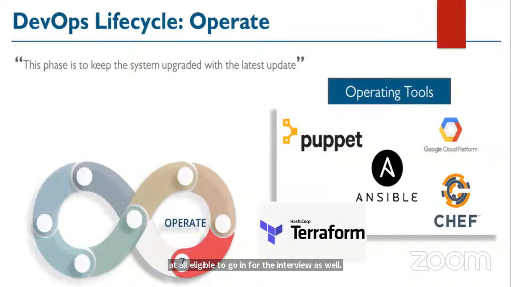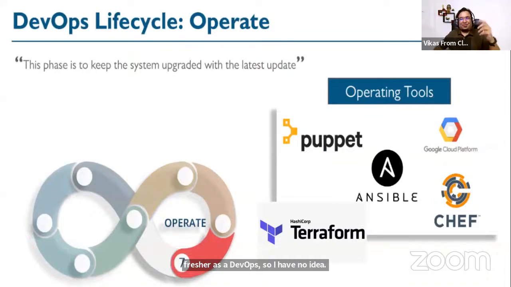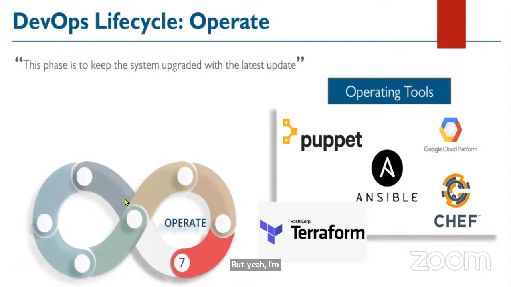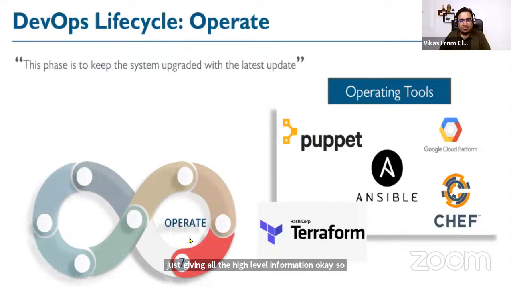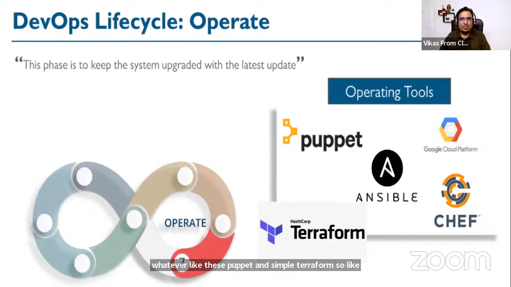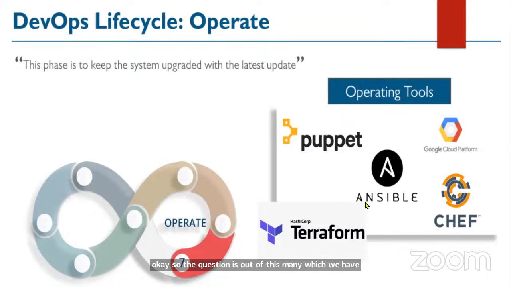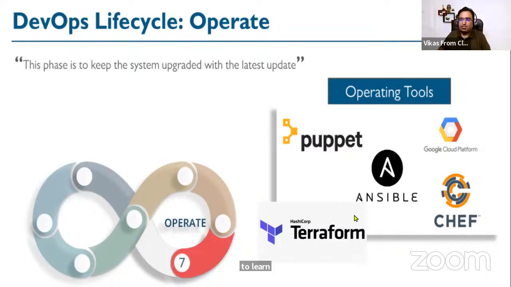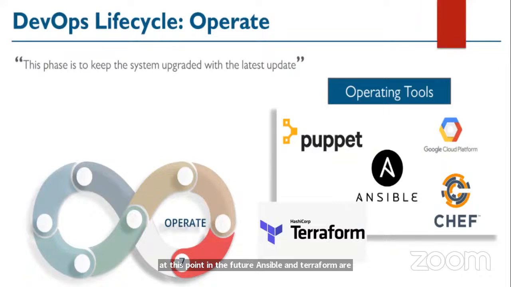Fresher as a DevOps, so I have no idea. It's okay, no problem. After some time. But yeah, I'm just giving all the high level operation. So whatever like Puppet, Ansible, Terraform, like in previous screens, whatever tools you have shown, those are for the same purpose. Different companies, all same purpose, but some are very advanced, some are outdated kind of thing. So the question is, out of this many, which we have to learn at this point? At this point, in the future, Ansible and Terraform are the primary tools getting used for the operation activities. Okay. Thank you.